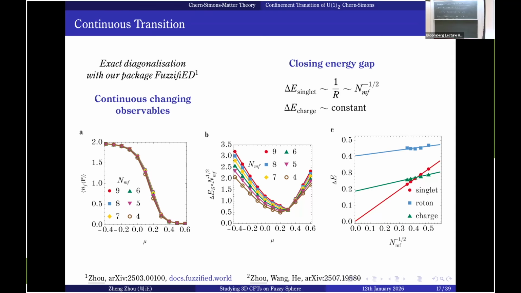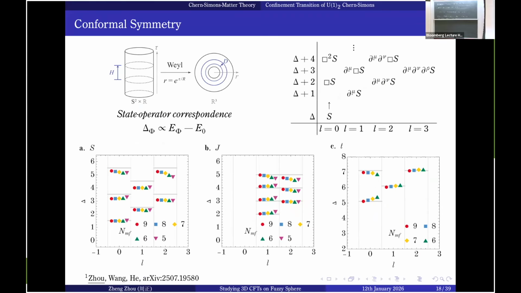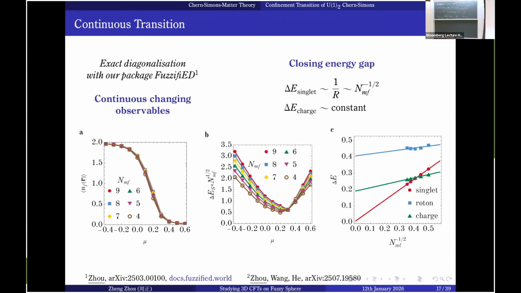And what is more interesting is about the other gapped degree of freedom that does not interfere with the CFT. The charge gap also does not close. This means that the U1 charge is decoupled at the critical point. So only the singlet gap, or the CFT degree of freedom, becomes gapless at the critical point.